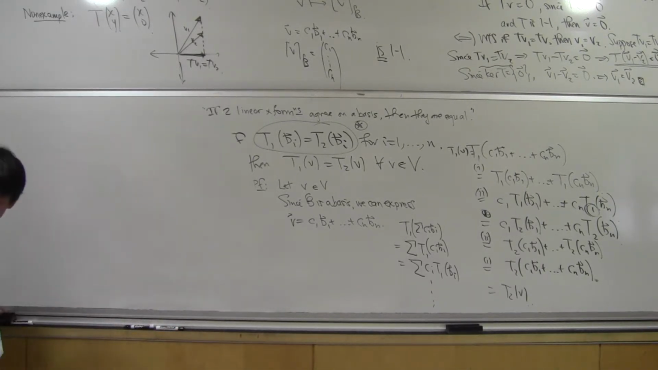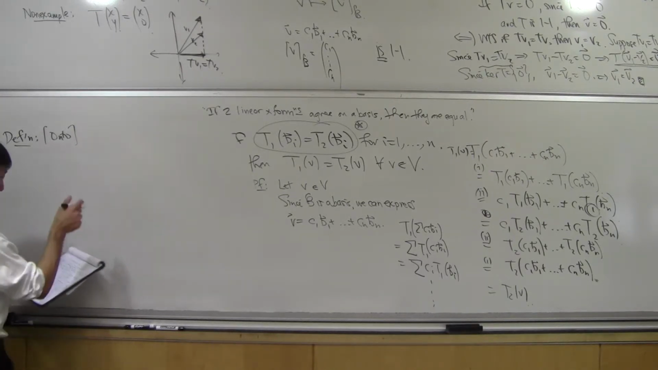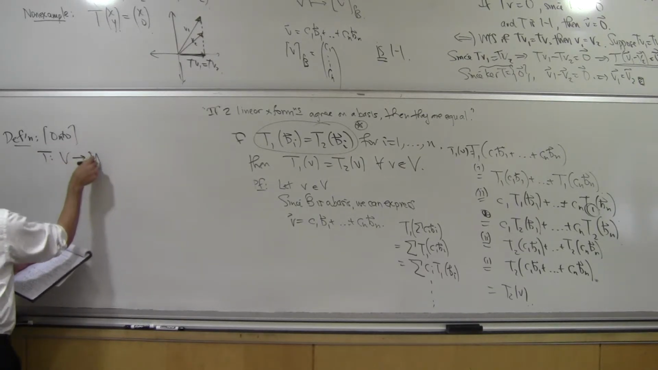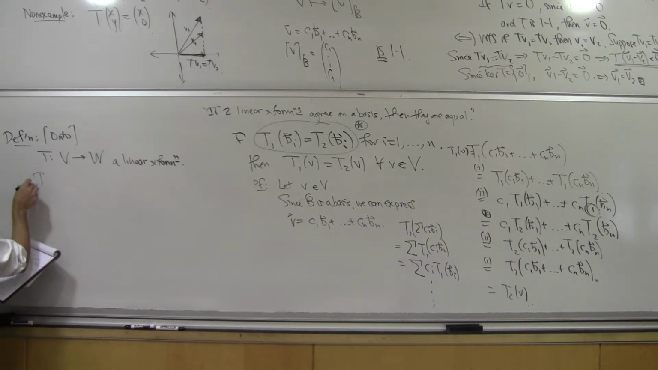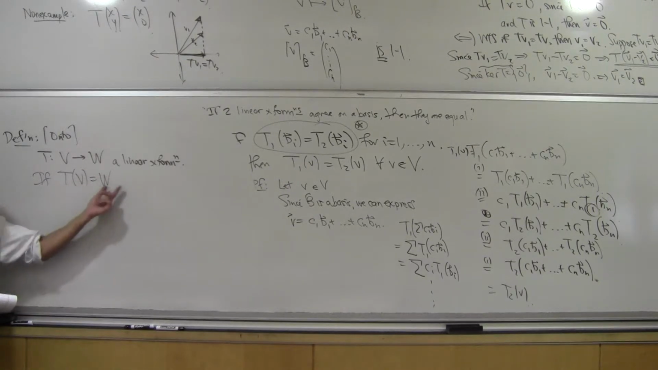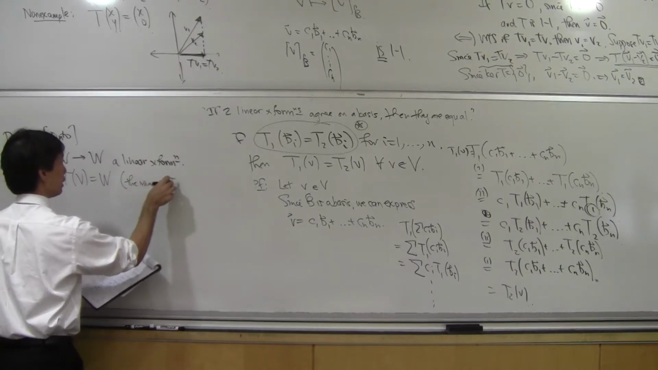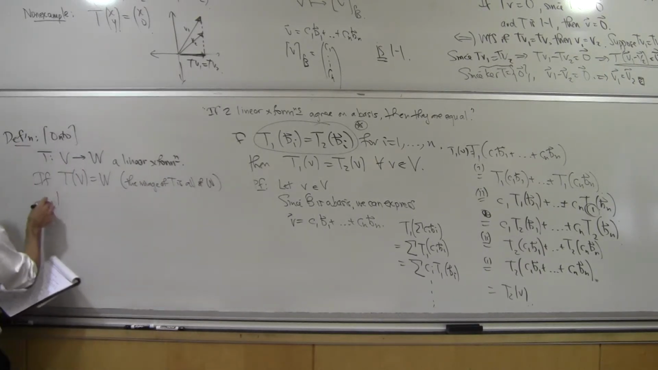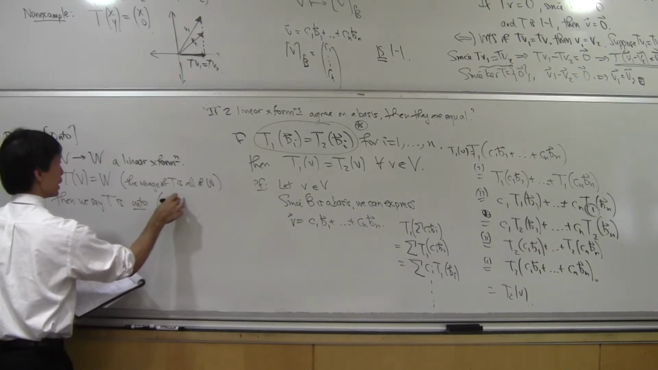Okay. Another important notion is something called onto. It's sort of the counterpart of one-to-one. So if you have a linear transformation, again, a linear transformation T, if T of V equals W, that is, the image of T is all of W, then we say that T is onto or surjective.